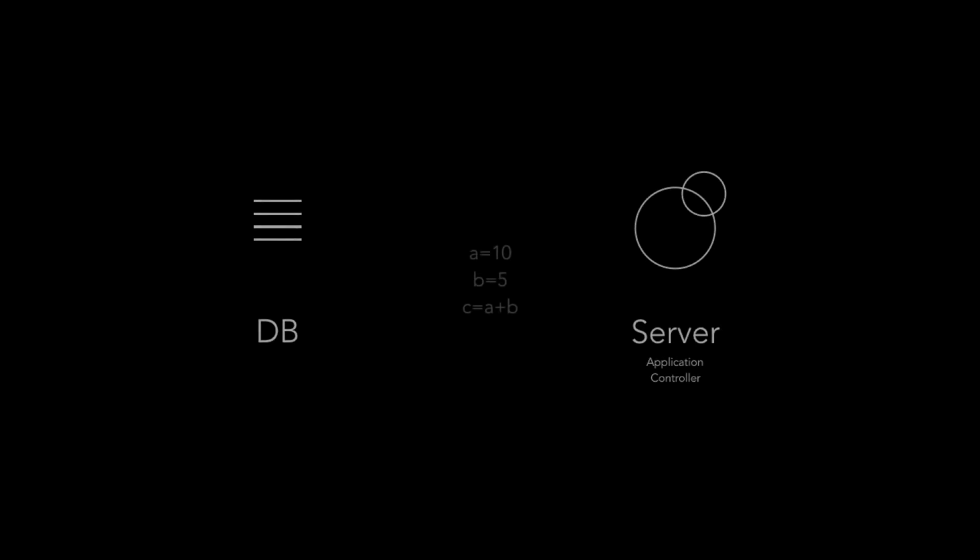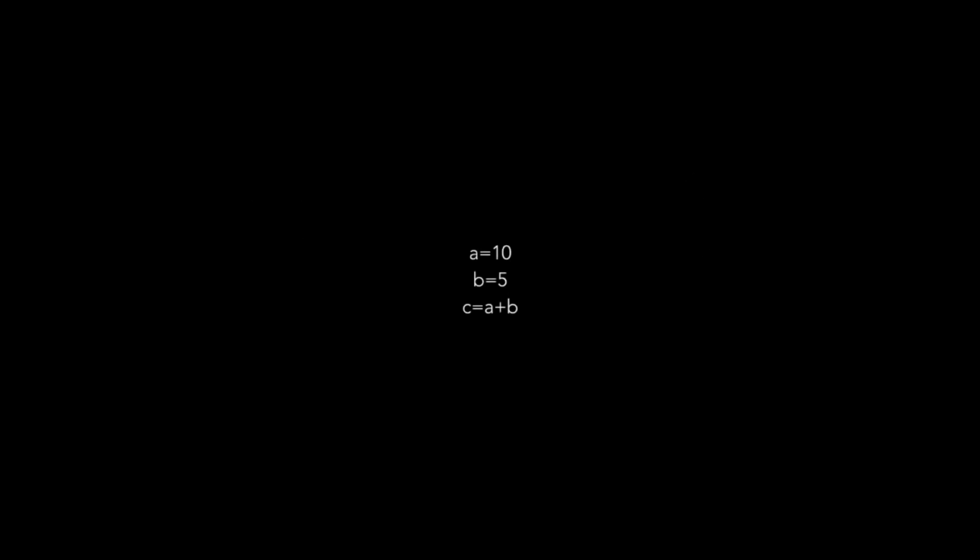Let me begin by illustrating with an example. Just follow along. Let's take this example here: A is equal to 10, B is equal to 5, and I told you that the formula for C is A plus B. The value of C will be A plus B.